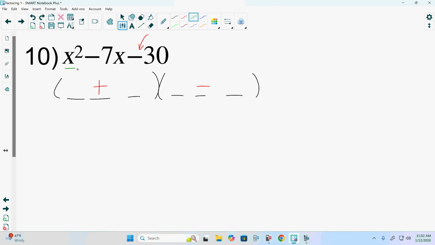Factors of the first and third term. Factors of x squared, well, the only ones we have are x and x. Factors of 30. 1 and 30. 2 and 15. 5 times 6. 4 doesn't work. 5 and 6. And that's it. Which one do we want to try first? 3 and 10?